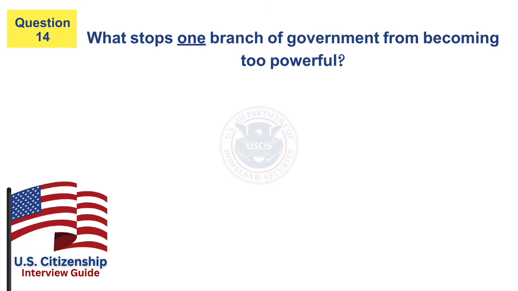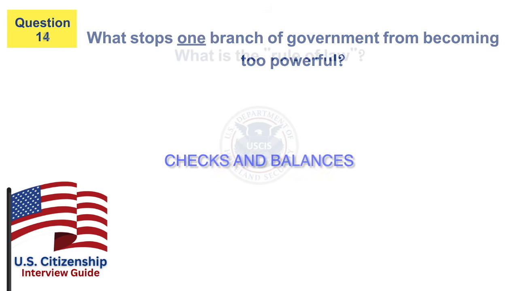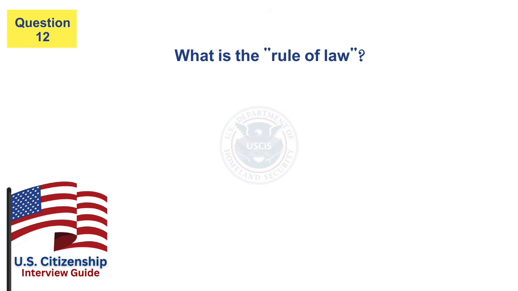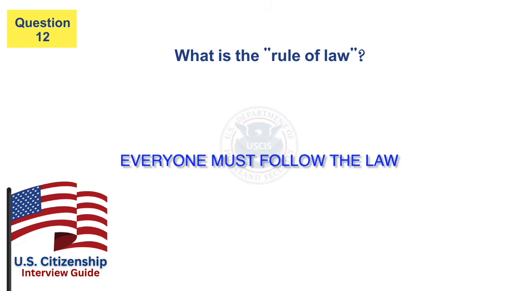What stops one branch of government from becoming too powerful? Checks and balances. What is the rule of law? Everyone must follow the law.